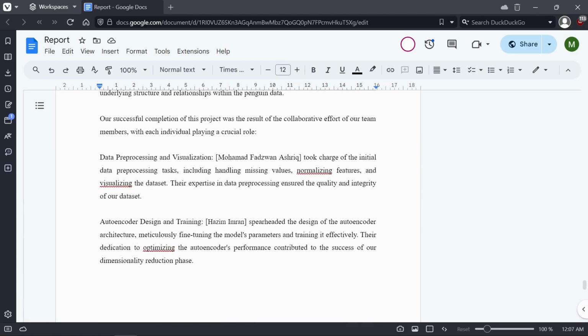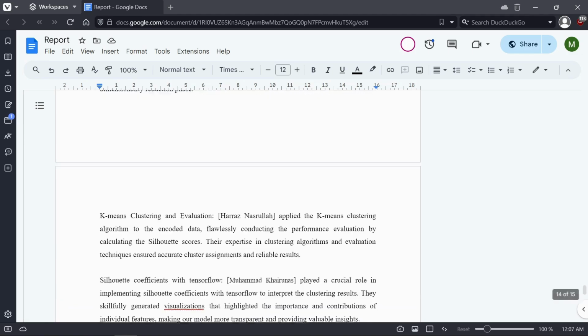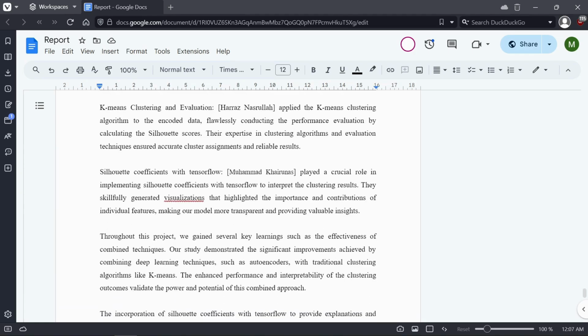First, data preprocessing and visualization, Muhammad Fazlun Asharid. Autoencoder design and training, Hazim Imran. K-means clustering and evaluation, Haras Nasrallah. Silhouette coefficient with TensorFlow, Muhammad Harunas.